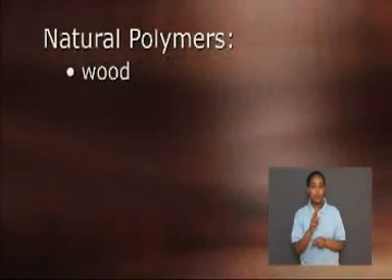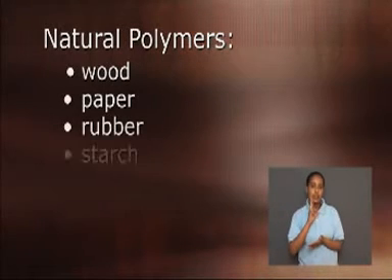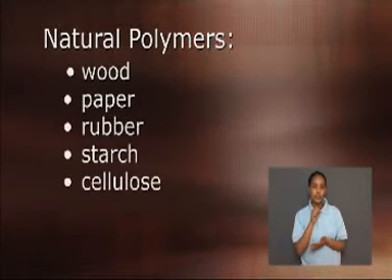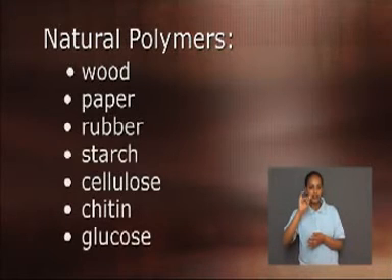Polymers can also be classified as natural or synthetic. Natural polymers, as the name implies, are naturally occurring. Some examples of natural polymers are wood, paper, rubber, starch, cellulose, chitin, and glucose.